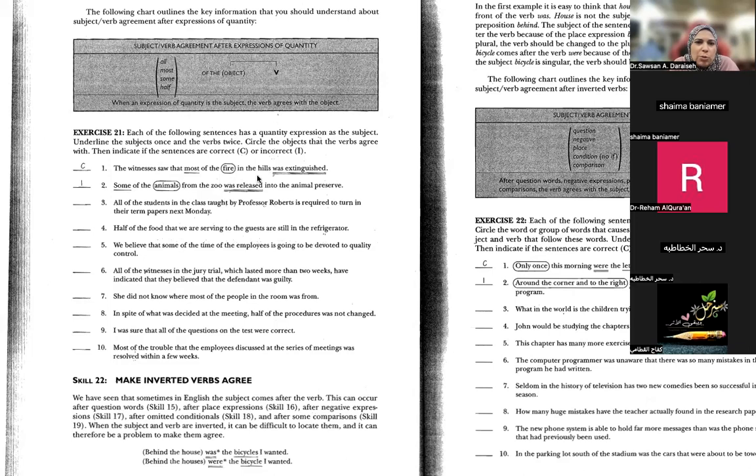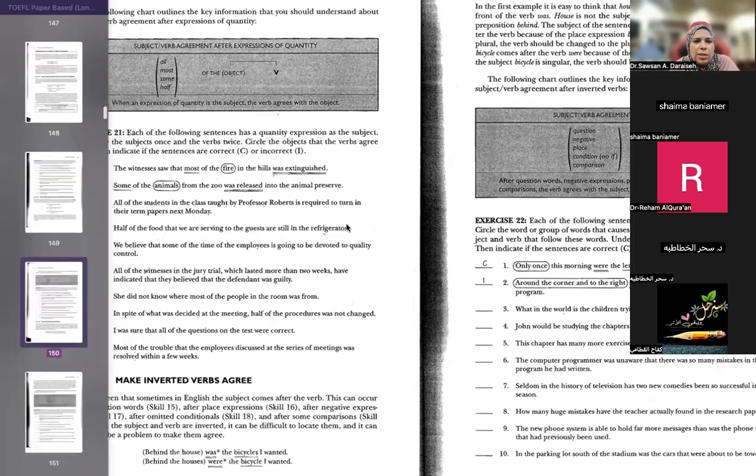Is it countable or uncountable here? The witnesses saw that most of the fire in the hills was extinguished, was turned off. So fire here is countable or uncountable? Uncountable. Yes, it's uncountable. We're not dealing with it as different campfires where people are sitting here and there and everywhere. And as you can see, we used was with it because it's uncountable, not because it's singular.